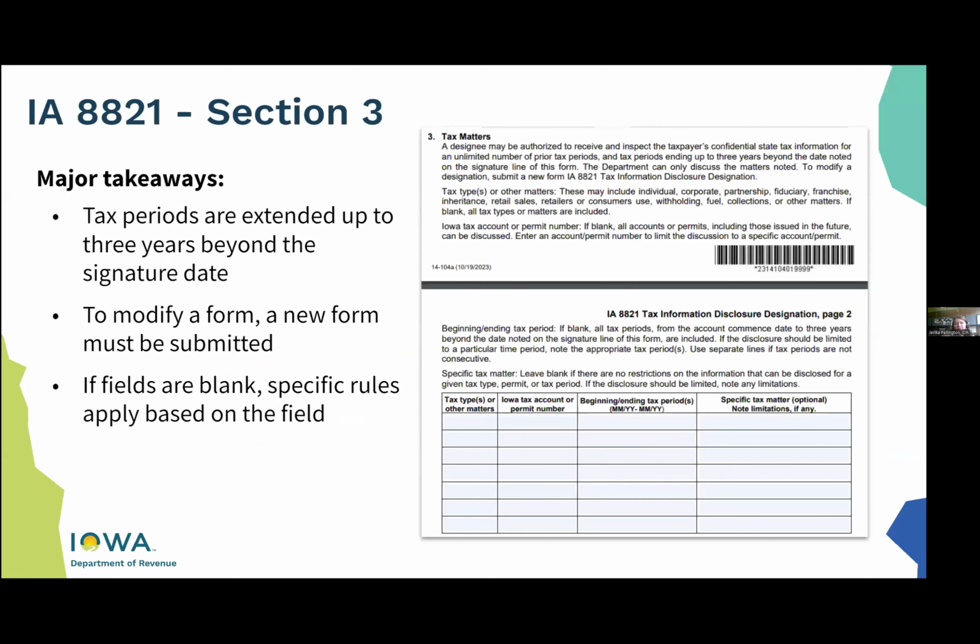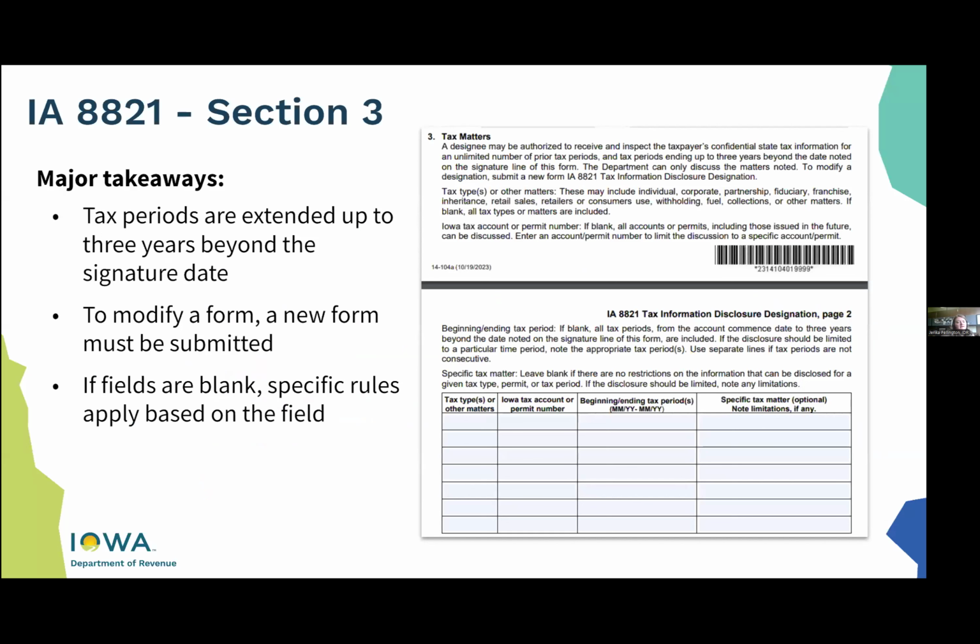And then section 3 here asks for the account specified they are authorized to view and explain what happens if the fields are left blank. So just some things to keep in mind. I do have 3 major takeaways that I want you to be aware of here. The first one is the tax period. So that's that first column in that table.